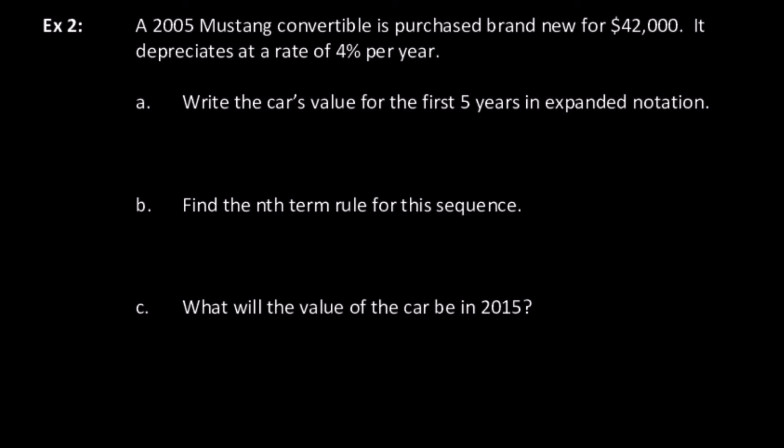Our next example, a 2005 Mustang convertible is purchased brand new for $42,000. It depreciates at a rate of 4% per year. So before we get into this problem, I want to review appreciation and depreciation, right? Percent increase, percent decrease. And just remember that a percent decrease equals 1 minus the percent. So in this case, if the percent is 4, it's going to be 1 minus 0.04 or 0.96. So anytime you're dealing with percent increase, percent decrease, you know it's geometric.